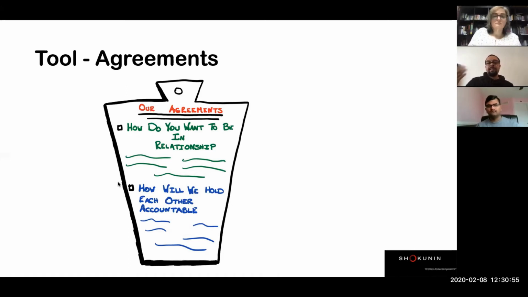And then the follow-on question is, okay, we've got this beautiful array of answers and descriptors on how we want to be in relationship. Well, then becomes, how will we hold each other accountable? Because we don't want to just plaster this stuff up on the wall and leave it. It's something that we want to take seriously every single day and really internalize when we're interacting with each other.